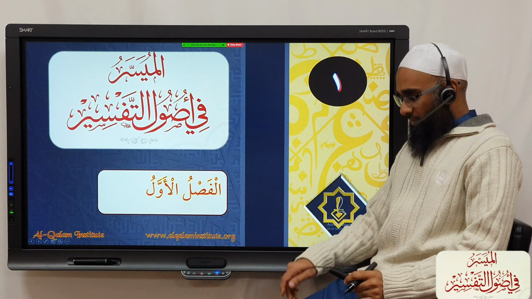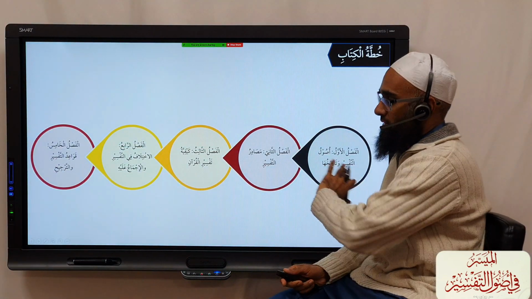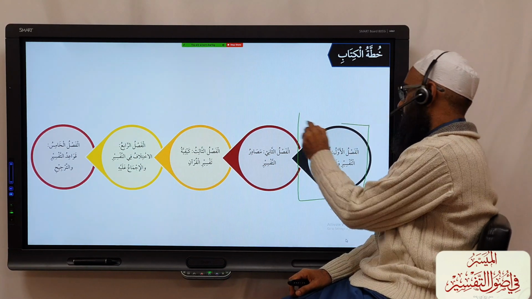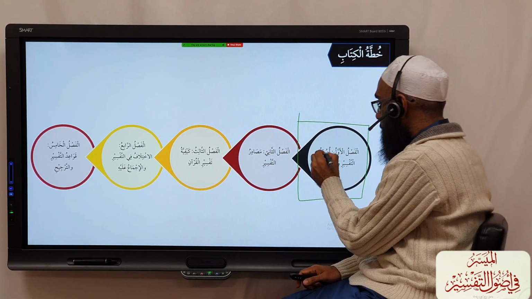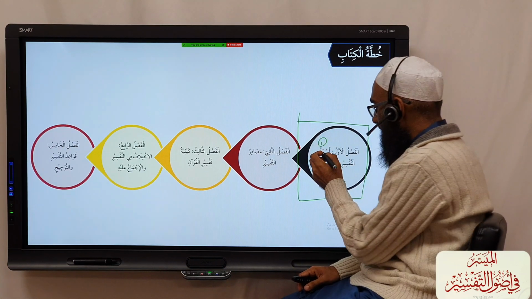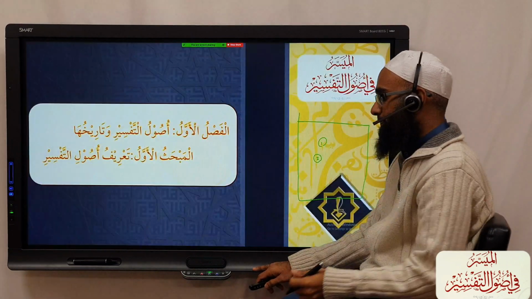So inshallah, today we'll be commencing with the first section regarding this. As I mentioned last time, there are 5 main headings and we are right here. We're discussing the first section, and in this section there are 2 primary things. Number 1 is Usool at-Tafseer: what is Usool, what is Tafseer? And number 2 is the history and the development of Usool at-Tafseer.